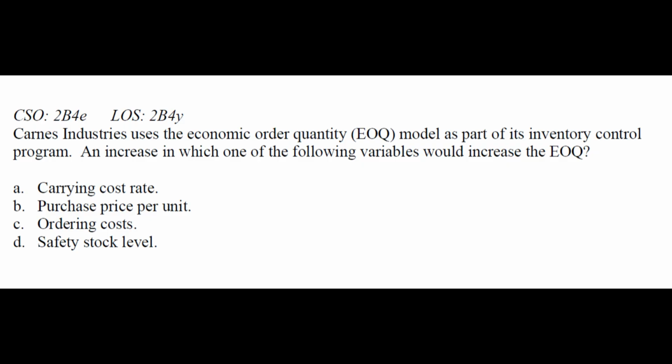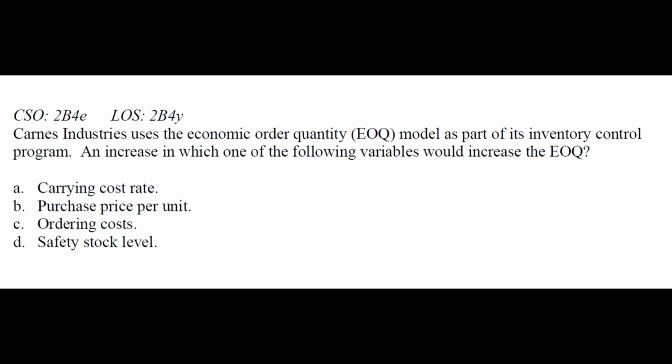A. Carrying cost rate. Incorrect. An increase in carrying costs makes holding inventory more expensive, so firms reduce order sizes and the EOQ decreases. B. Purchase price per unit. Incorrect. A higher purchase price generally increases the cost of carrying inventory, encouraging smaller order quantities rather than larger ones.